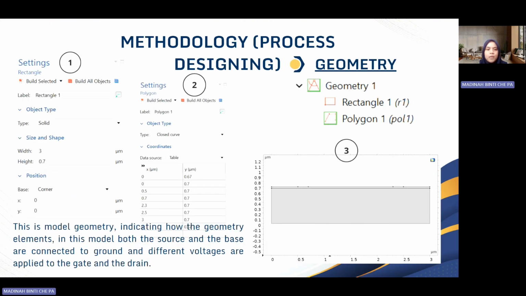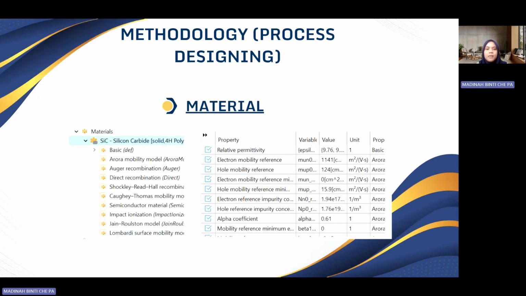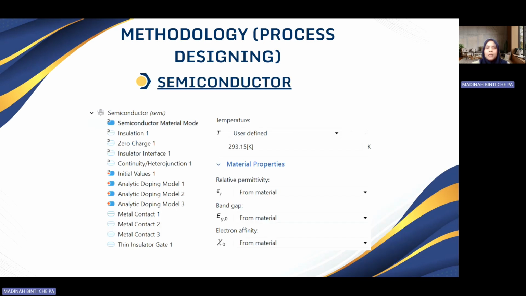First, this slide shows the MOSFET geometry. We can see that the source and the body are connected to the ground, while different voltages are applied to the gate and drain to observe the device behavior under operating conditions. I assign the materials, including 4H silicon carbide for the substrate, and I also add silicon oxide for the gate oxide.